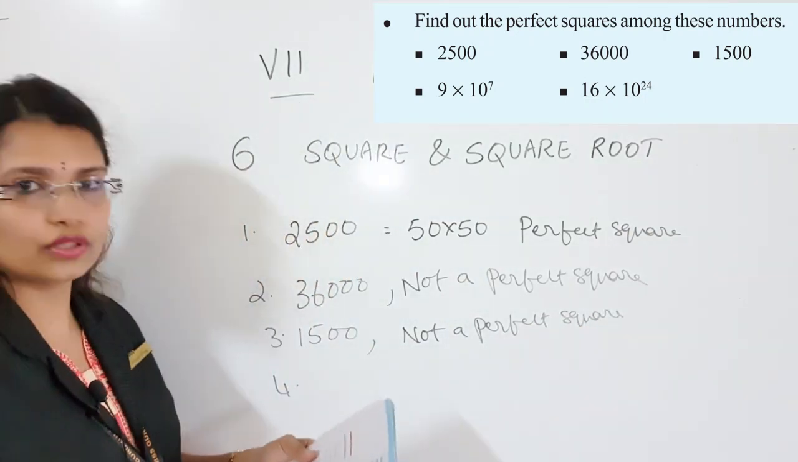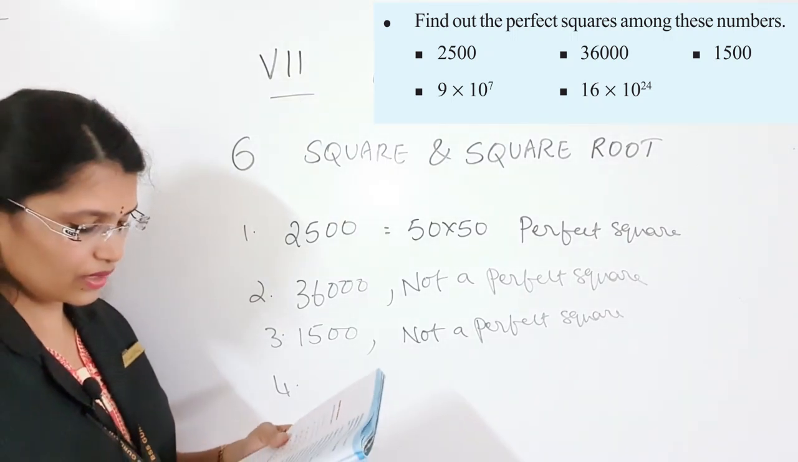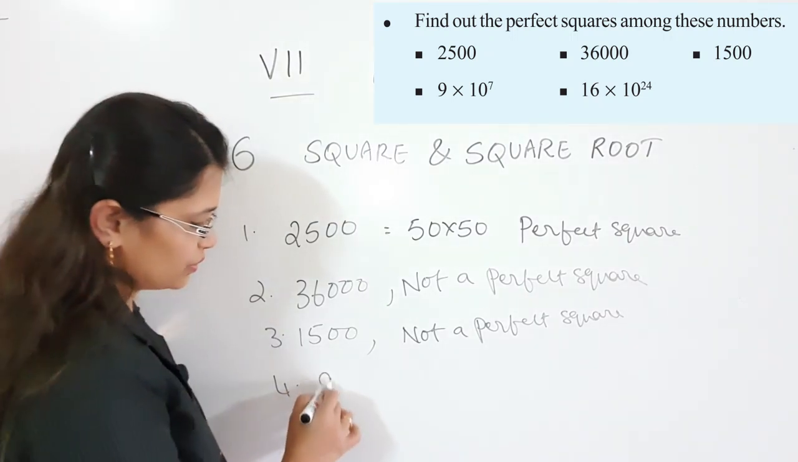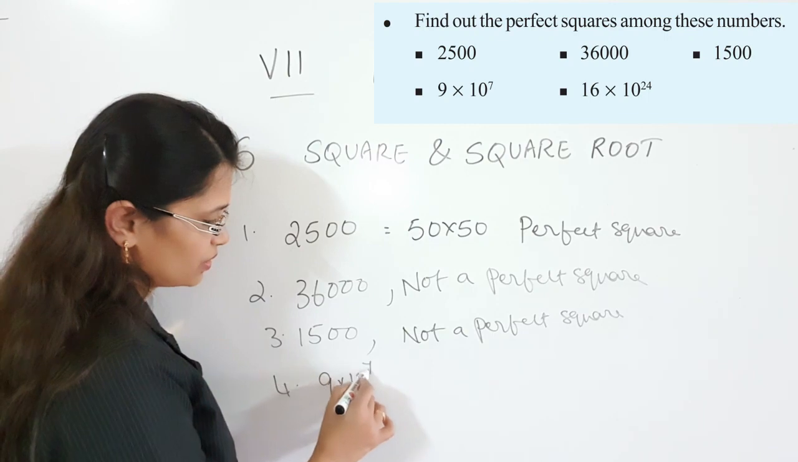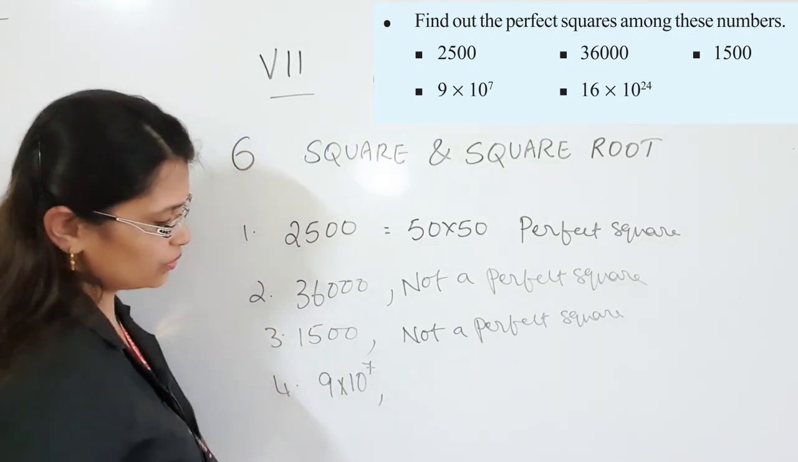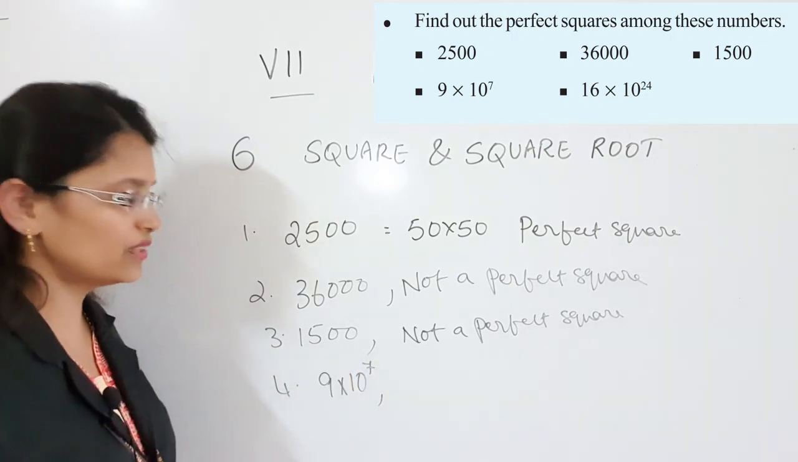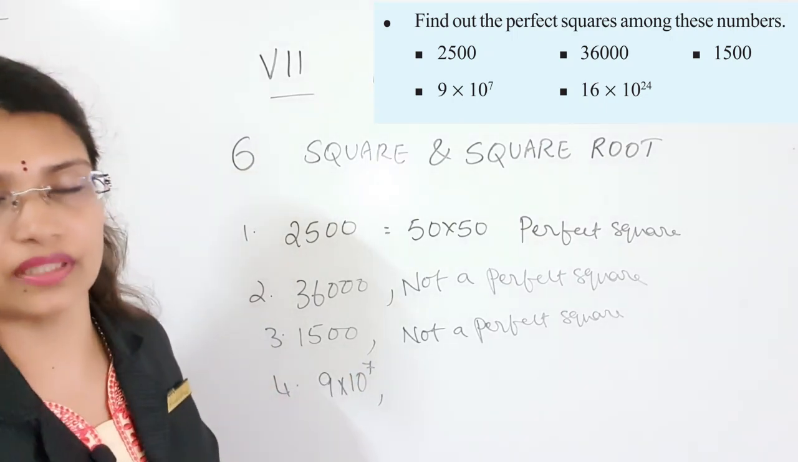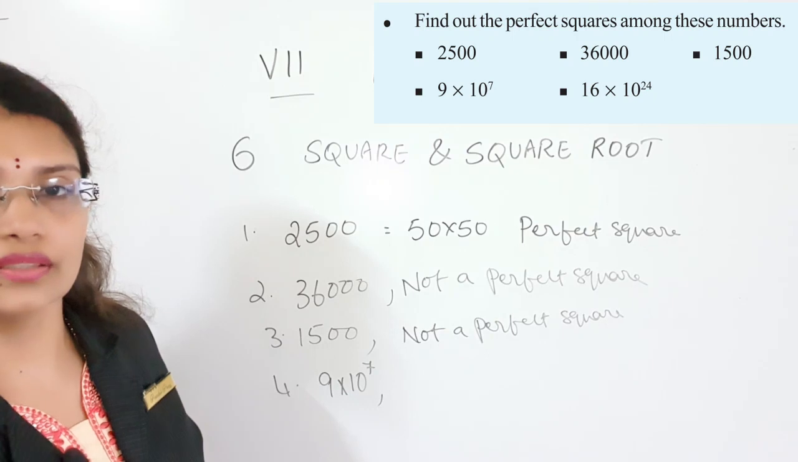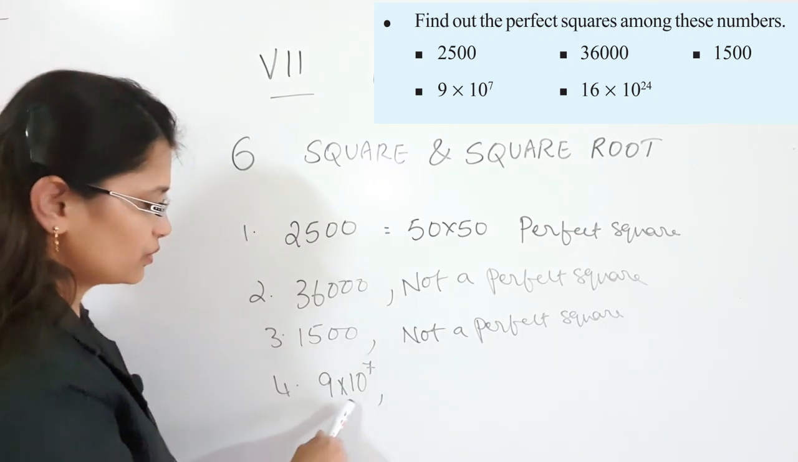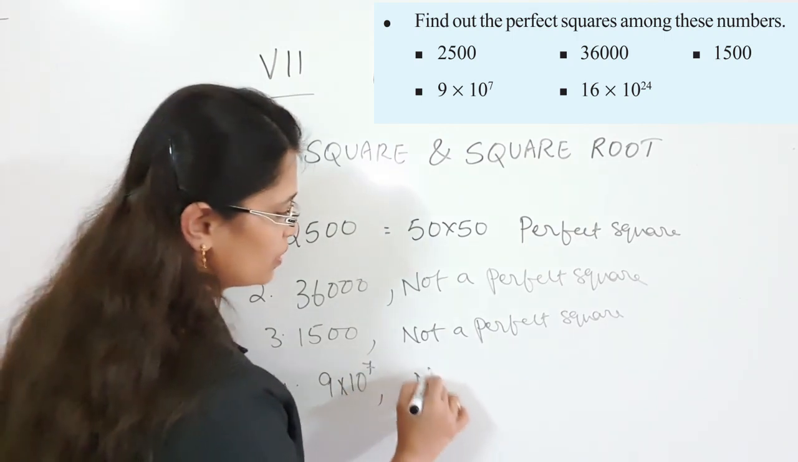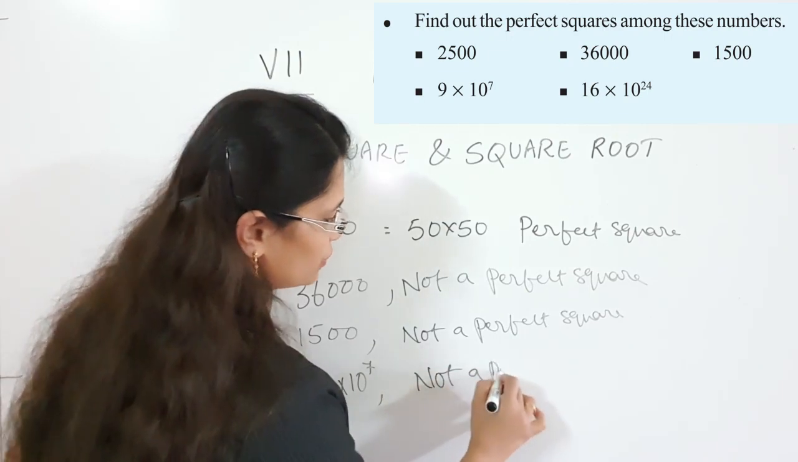Then fourth one, 9 into 10 raised to 7. Here also, 10 raised to 7 means 1 and 7 zeros. That means the number of zeros are not even. Number of zeros are odd. So, this also is not a perfect square.